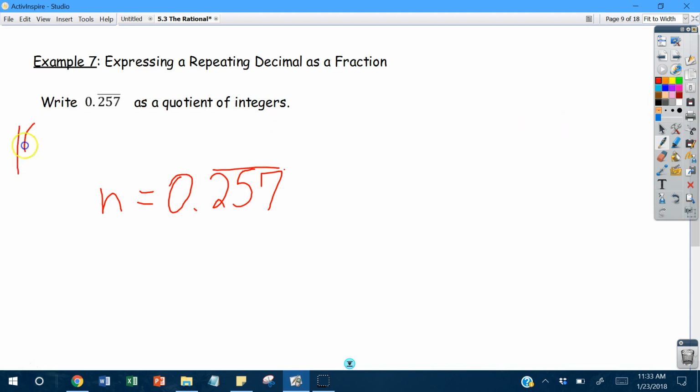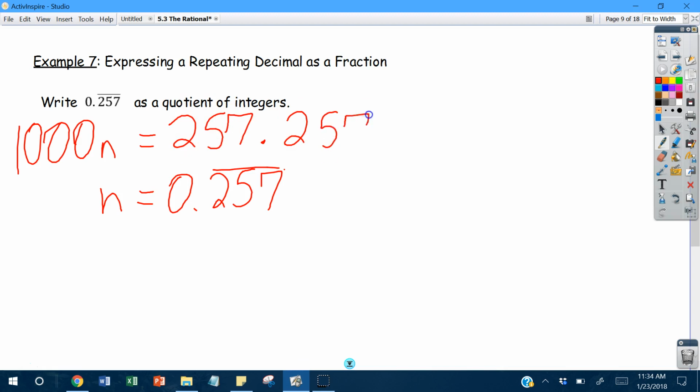So if I multiply by 1,000, I get 1,000n on the left-hand side. And multiplying by 1,000 here would move the decimal 3 places. And then I'd still have some 257s repeating on the right side of the decimal. So this ends up with 257.257, 257, 257 over and over again. So I've still got this decimal repeating, but now I also have the number 257 before the decimal. So this is very similar to what we did on the last example.